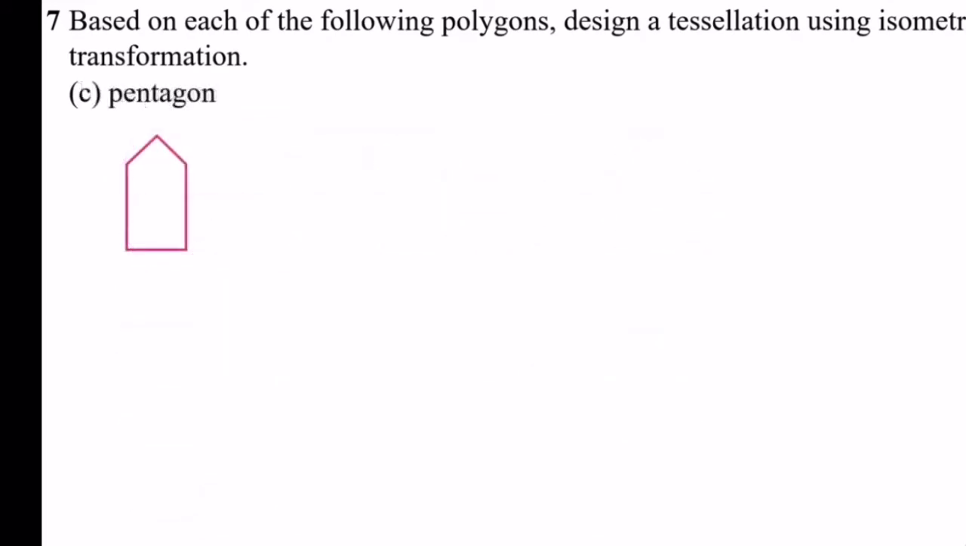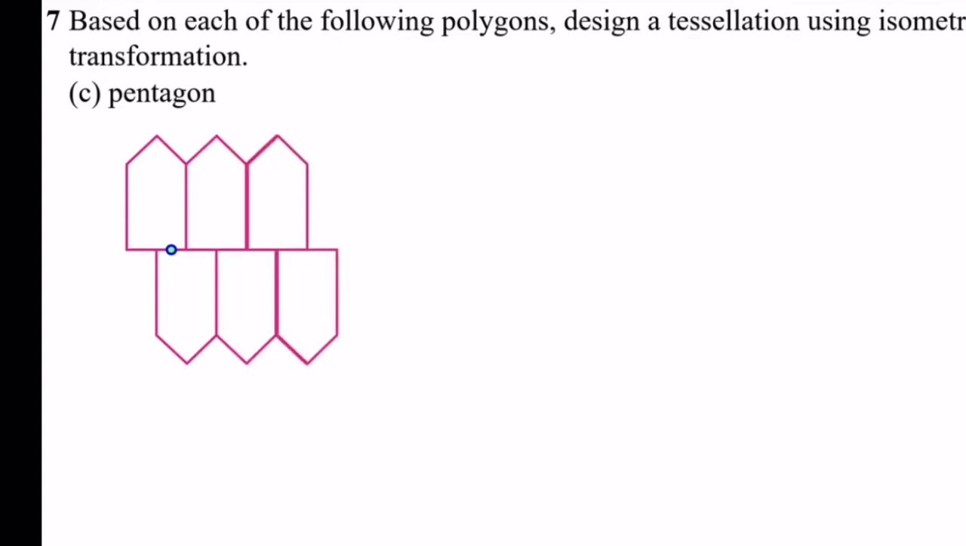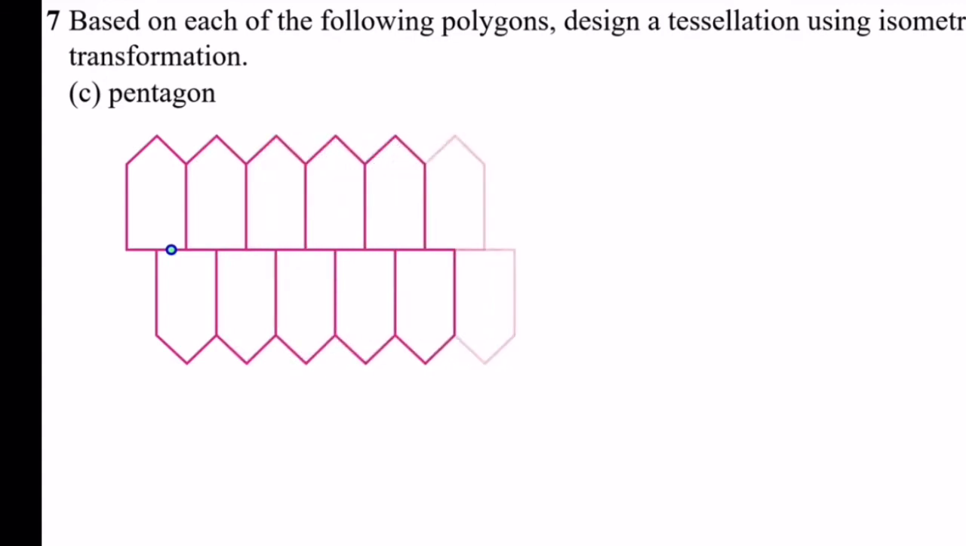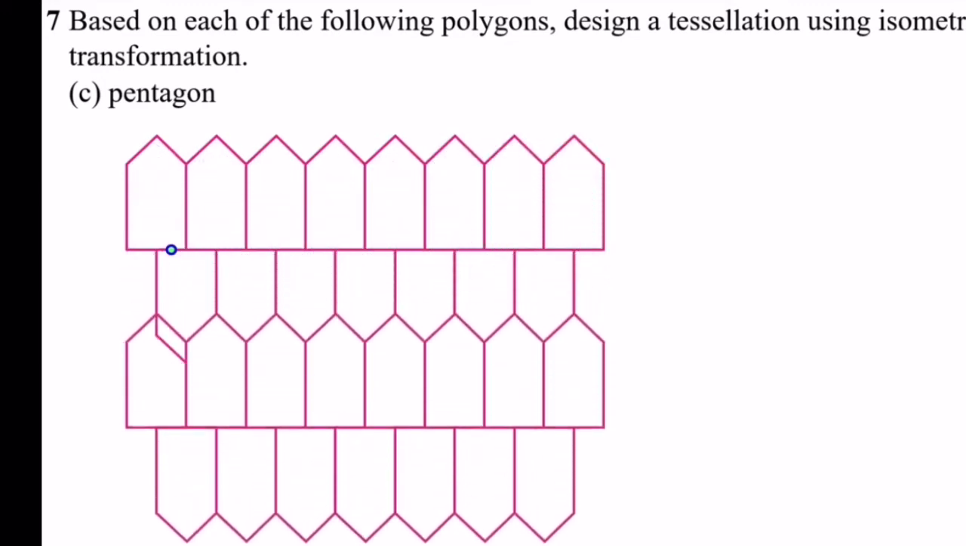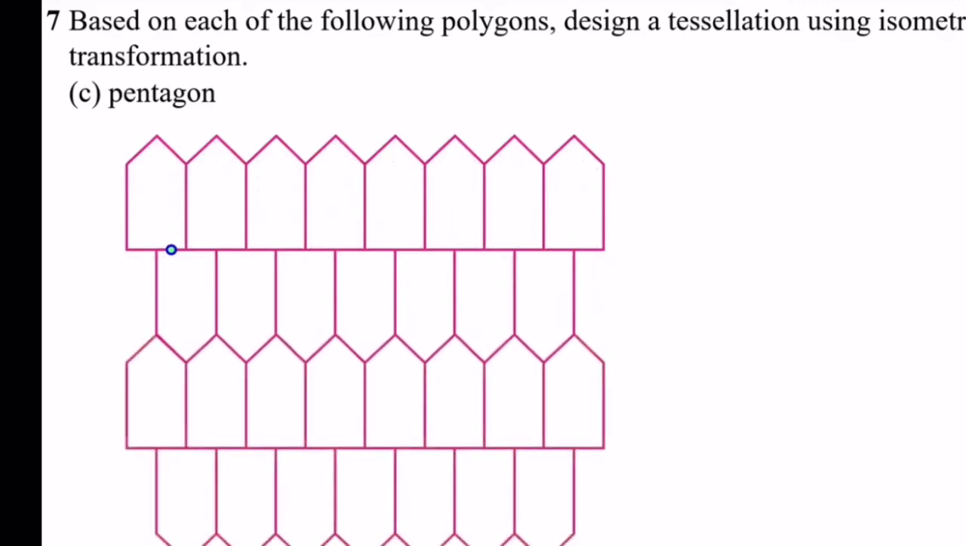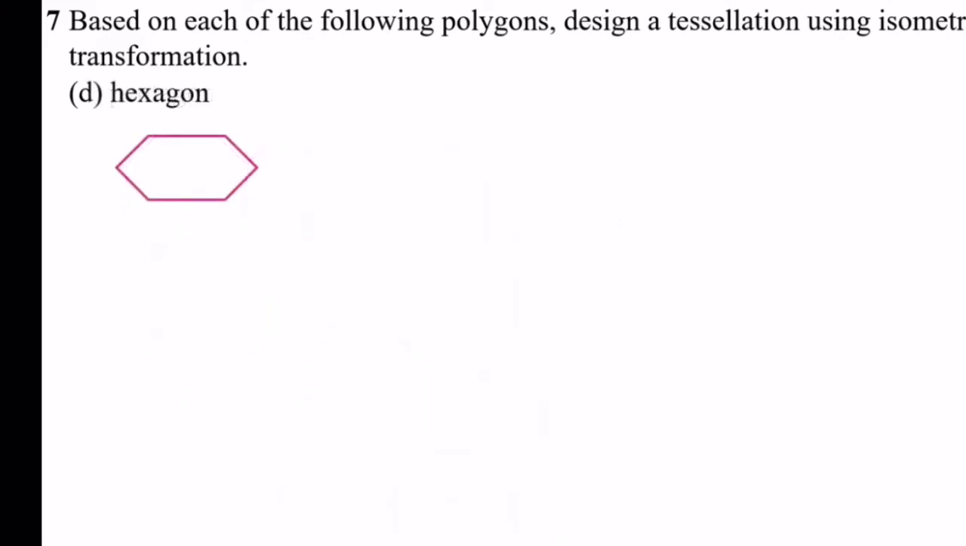And then for the pentagon, let's see how we do it using isometric transformation. We can actually rotate 180 degrees, and after that we are going to translate, and then we keep on repeating the shape. Okay, that is one way, which we call translation. After that we can do reflection. Okay, so that is actually the shape of the tessellation.